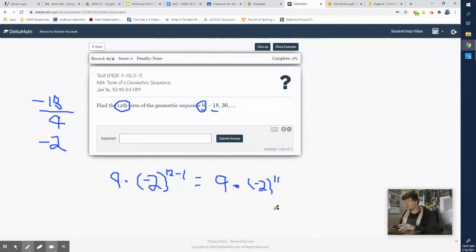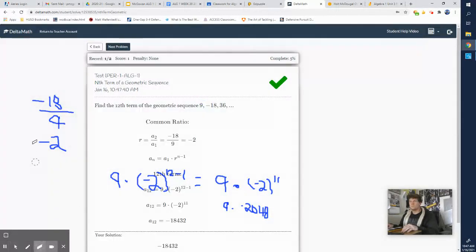From here, guys, you better use a calculator. So if we're using a calculator, we want negative 2 raised to the 11th power, which gets me negative 2,048. My last step is to multiply that by 9, so negative 2,048 times 9 gets me negative 18,432. There we go.